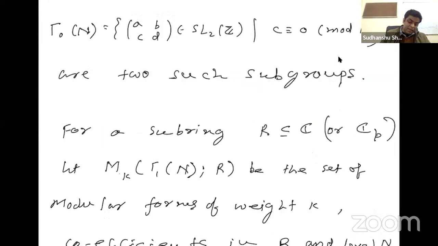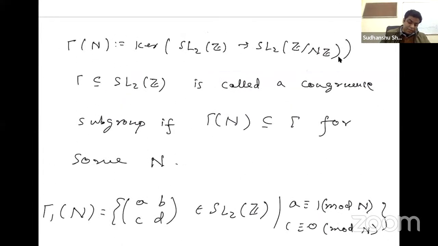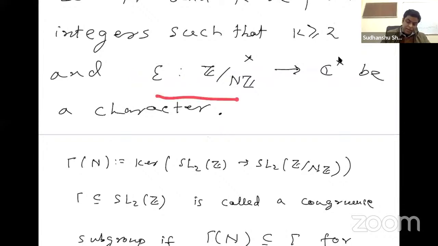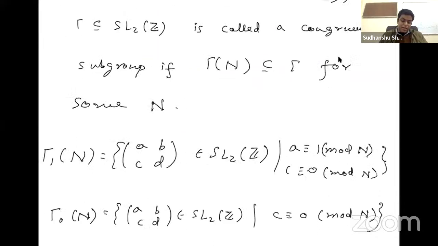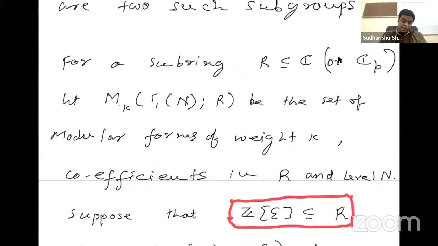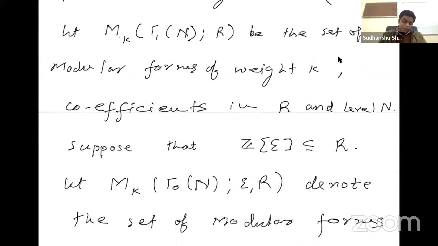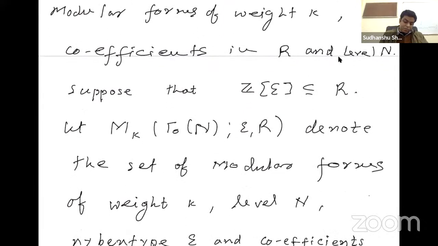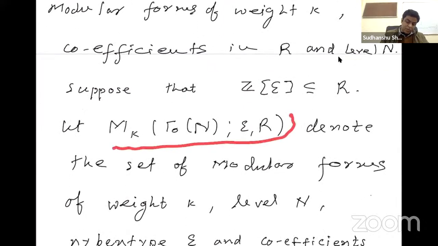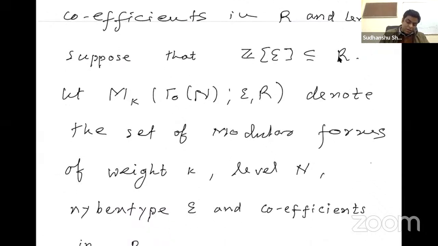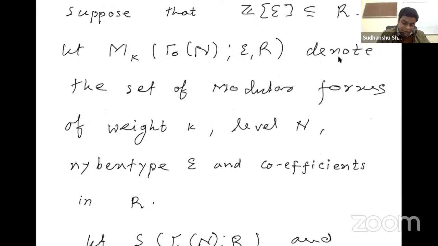So remember, we had this character epsilon which I had fixed right in the beginning. If I take a ring which contains the image of this character, so basically there will be roots of unity, then we can also define the smaller space, what are called modular forms with Nebentypus. So these M_k(Γ_0(N), ε, R) denote the set of all modular forms of weight k, level N, and Nebentypus ε with coefficients in R.